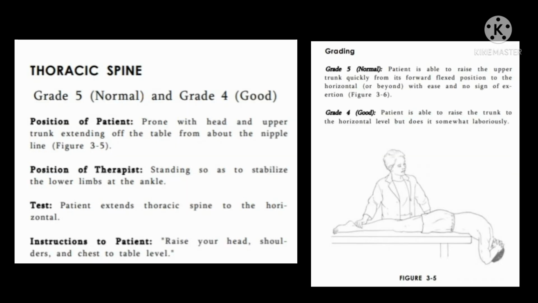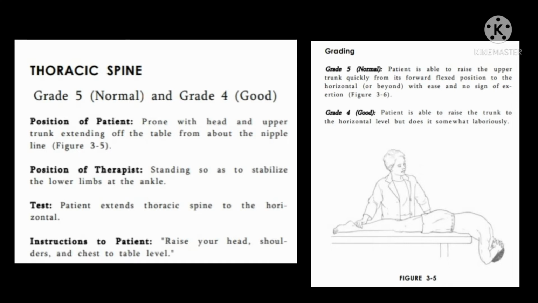Now for the thoracic spine. Patient position: prone with head and upper trunk extending off the table from about the nipple line. Therapist position: standing, stabilizing the lower limbs at the ankle joint. Test: patient extends thoracic spine to the horizontal. Instruction given to the patient: raise your head, shoulder and chest to the table level.